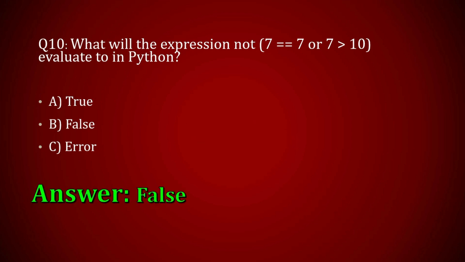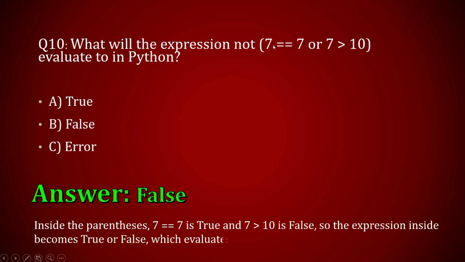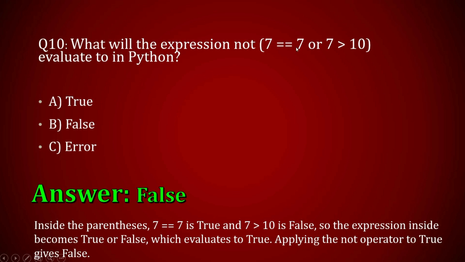The answer is false. Let's see why. Firstly, we have parenthesis, these brackets, right? So first, the expression inside the parenthesis will be evaluated. First, 7 is equal to 7. Of course, it is correct, this is true. Now 7 is greater than 10, which is false. When we have the OR operator, if any one of them is true, the output will be true. So this is true and this is false, and we have the output as true. What is not of true? Simple, the reverse of true, which is false. So the option is B, false.